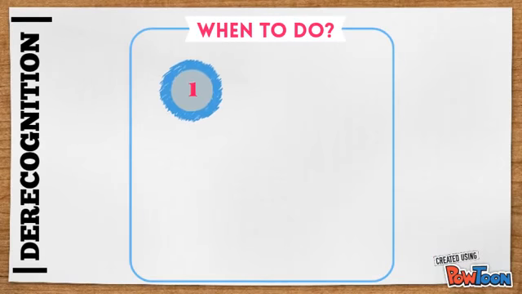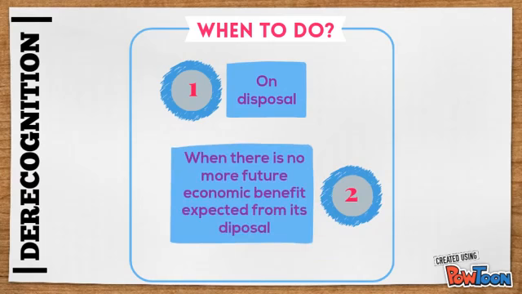Derecognition. When to do derecognition? Derecognition can be done on disposal of the asset, and when there is no more future economic benefit expected from its disposal. How to do derecognition?